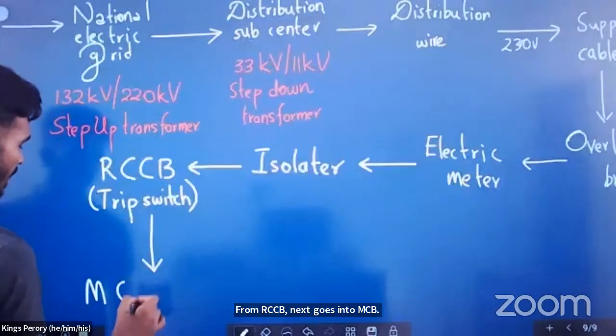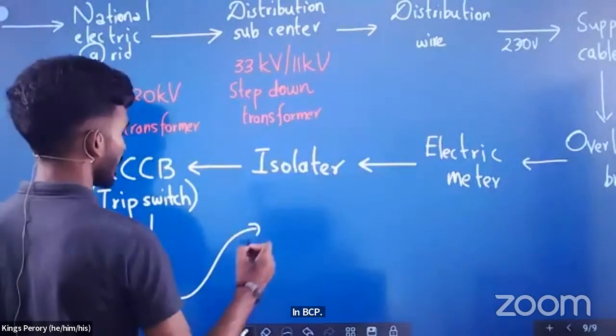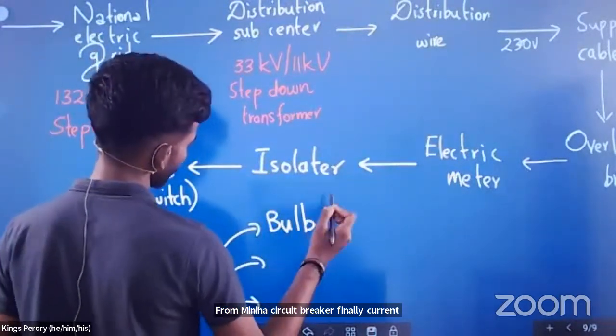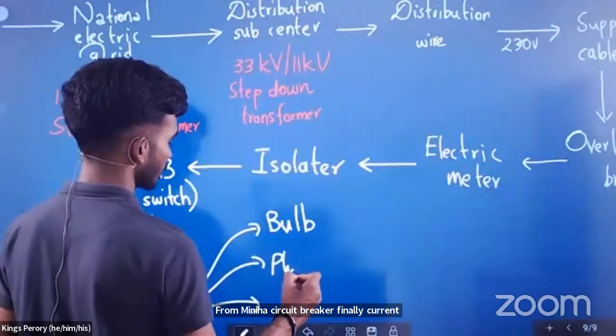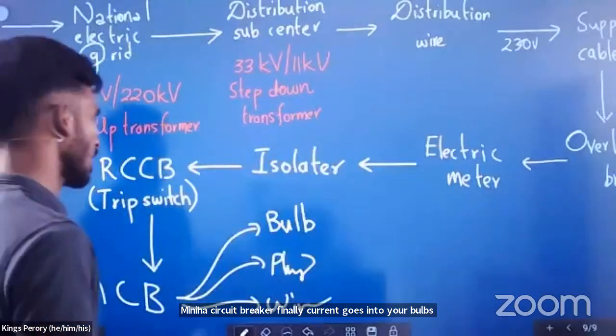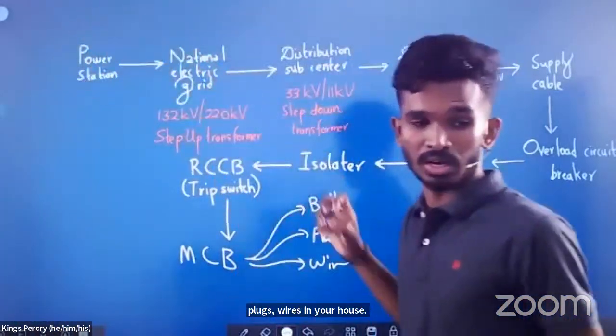MCB, miniature circuit breaker. From the miniature circuit breaker, finally current goes into your bulbs, plugs, wires in your house. That is how current from the power station comes into your house.